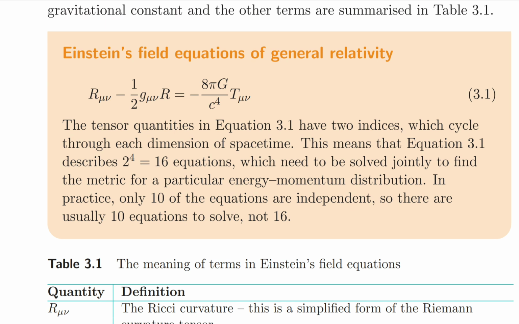The tensor quantities in equation 3.1 have two indices which cycle through each dimension of spacetime. This means that equation 3.1 describes 2 to the power of 4 equals 16 equations, which need to be solved jointly to find the metric for a particular energy momentum distribution. In practice, only 10 of the equations are independent, so there are usually 10 equations to solve, not 16.